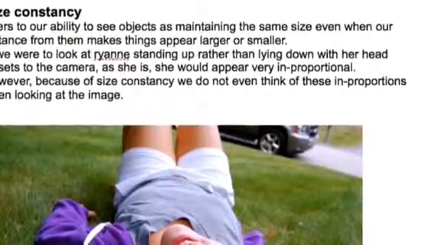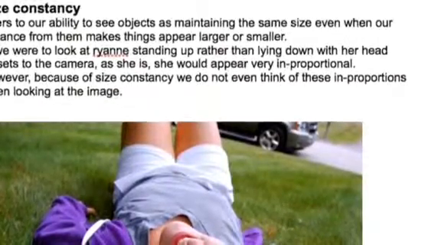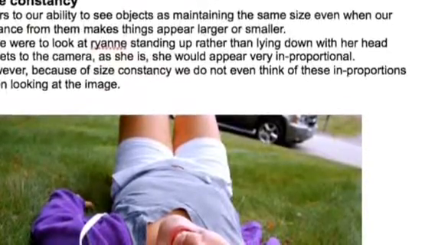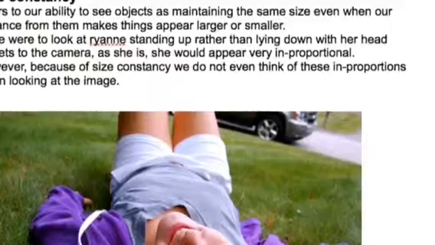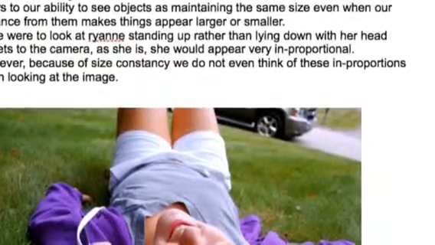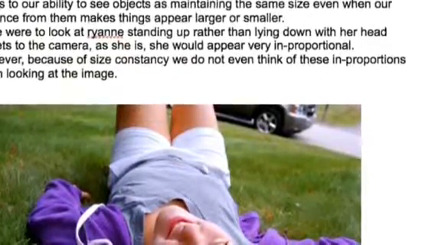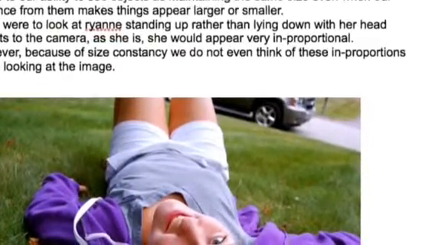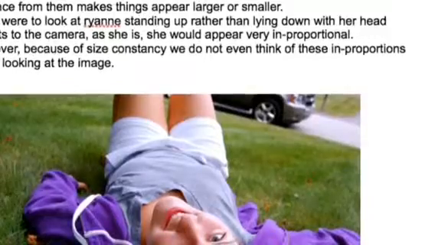Size constancy refers to our ability to see objects as maintaining the same size, even when our distance from them makes things appear larger or smaller. If we were to look at Ryan standing up rather than lying down with her head closest to the camera as she is, she would appear very disproportional. However, because of size constancy, we do not even think about these disproportions when we're looking at the image.